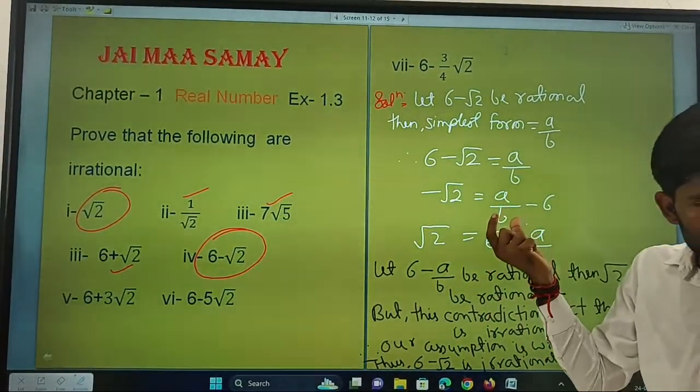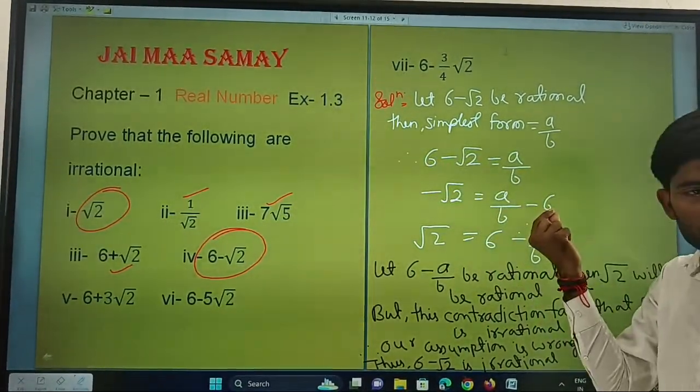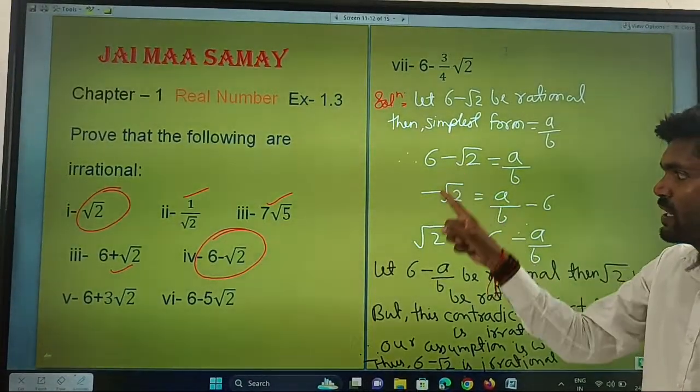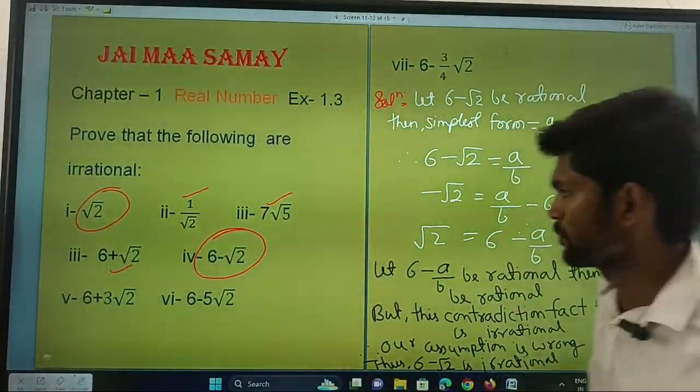Only the sign changes, no? Earlier 6 plus, then here minus. Here what sign? Minus then minus, right? Okay. Next.